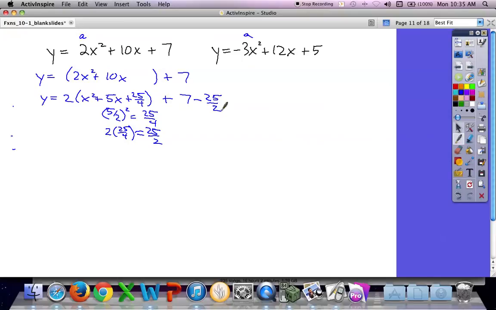So you always have to take into account that if you have a number in front of parentheses, then you will need to multiply it to figure out what goes here. Right? This will turn into y equals 2 times x plus 5 halves squared. And let's see, that's negative 12 and a half, so it'll be minus 5 and a half.